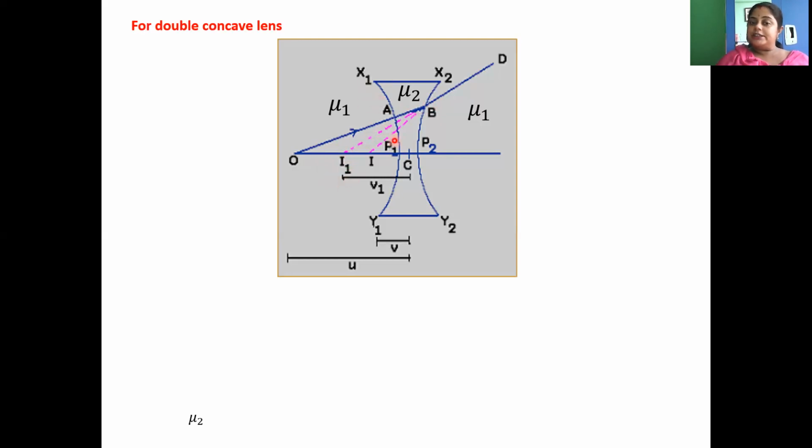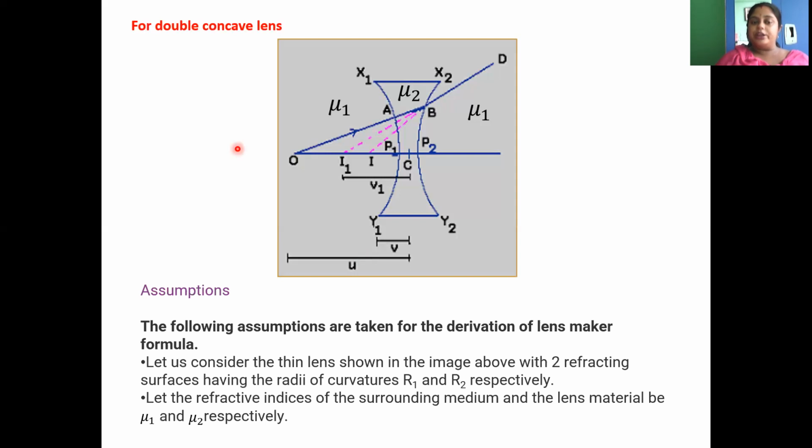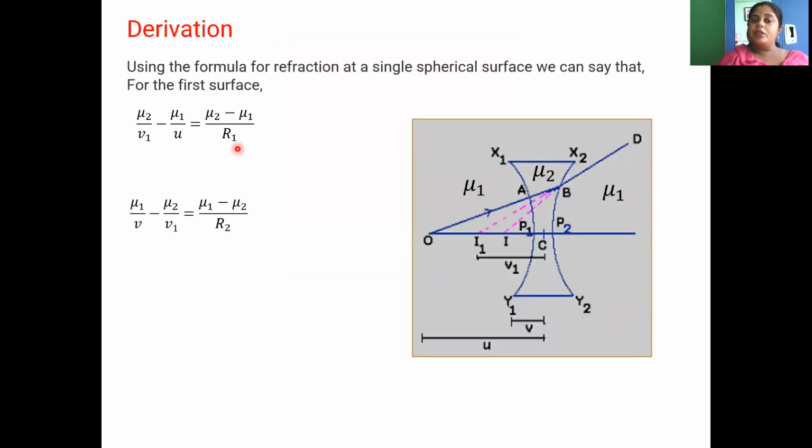So for the first surface, I1 is your image and O is your object. P1 is your image distance, U is your object distance. So for the first surface, we can write the refraction formula. Now you can see AB is your refracted ray for the first surface. But actually the second surface is present, so the ray AB will suffer another refraction.